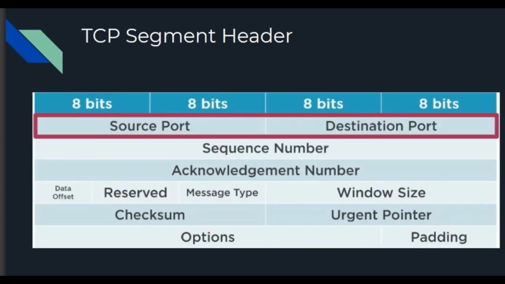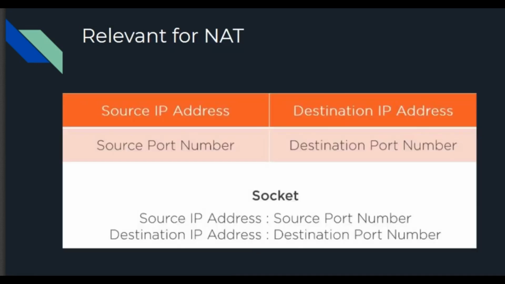Now regarding the TCP segment header, when we are talking about port address translation, we need to bring in the TCP segment and see that we are actually manipulating the source and destination port numbers as well in this technology. What's relevant for NAT here is the source IP address and destination IP address of the packet, and the source and destination port of the segment. When we put this together, we call them sockets. So we have a source address, source port number, destination IP address and destination port number.